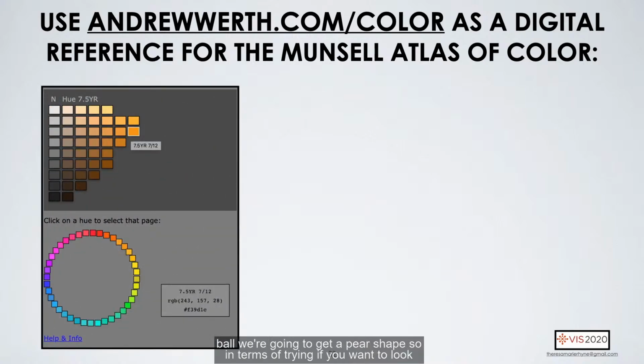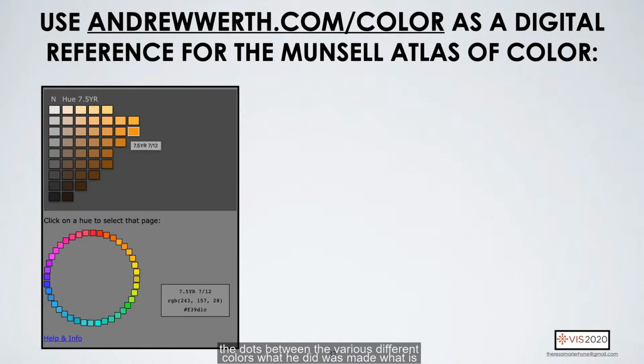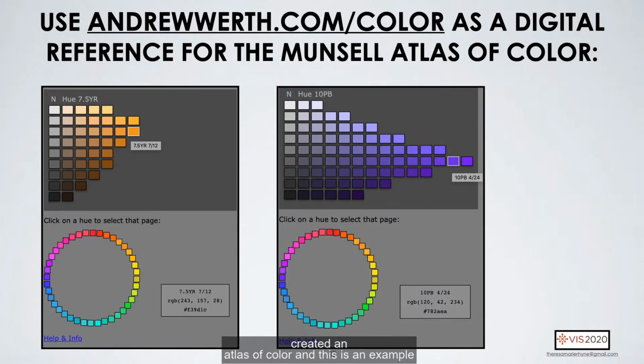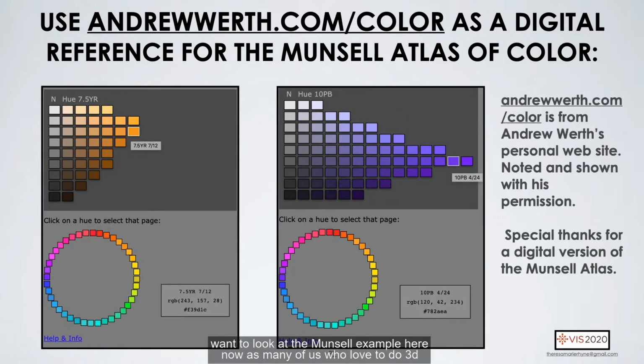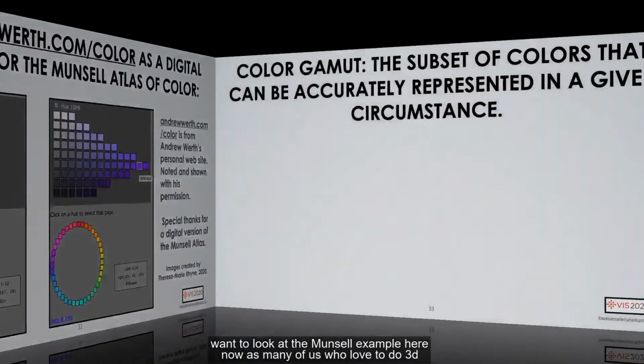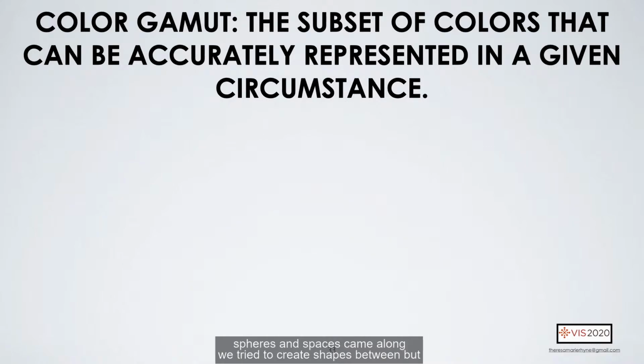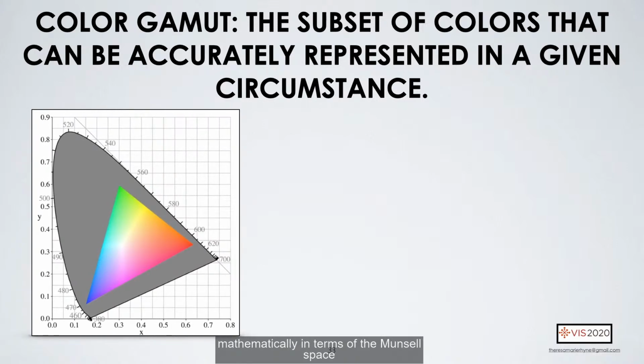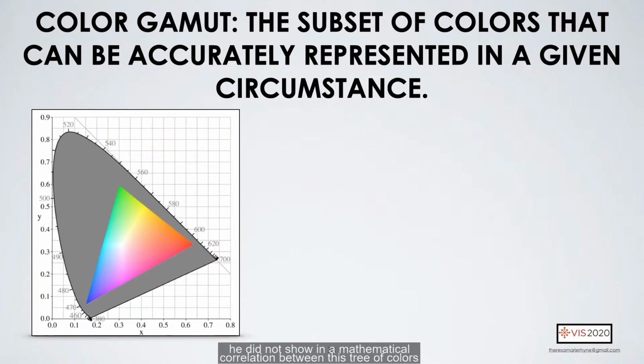If you want to look at it as a digital color atlas, Munsell made this an atlas. He decided not to mathematically connect the dots between the various different colors. What he did was make what is called a Munsell tree, where everything hung out together. He did not create a spherical or any kind of shape, but rather he created an atlas of color. And this is an example. You can find this online if you want to look at the Munsell example here. Now, as many of us who love to do 3D spheres and spaces came along, we tried to create shapes between, but mathematically, he did not show a correlation between his tree of colors.